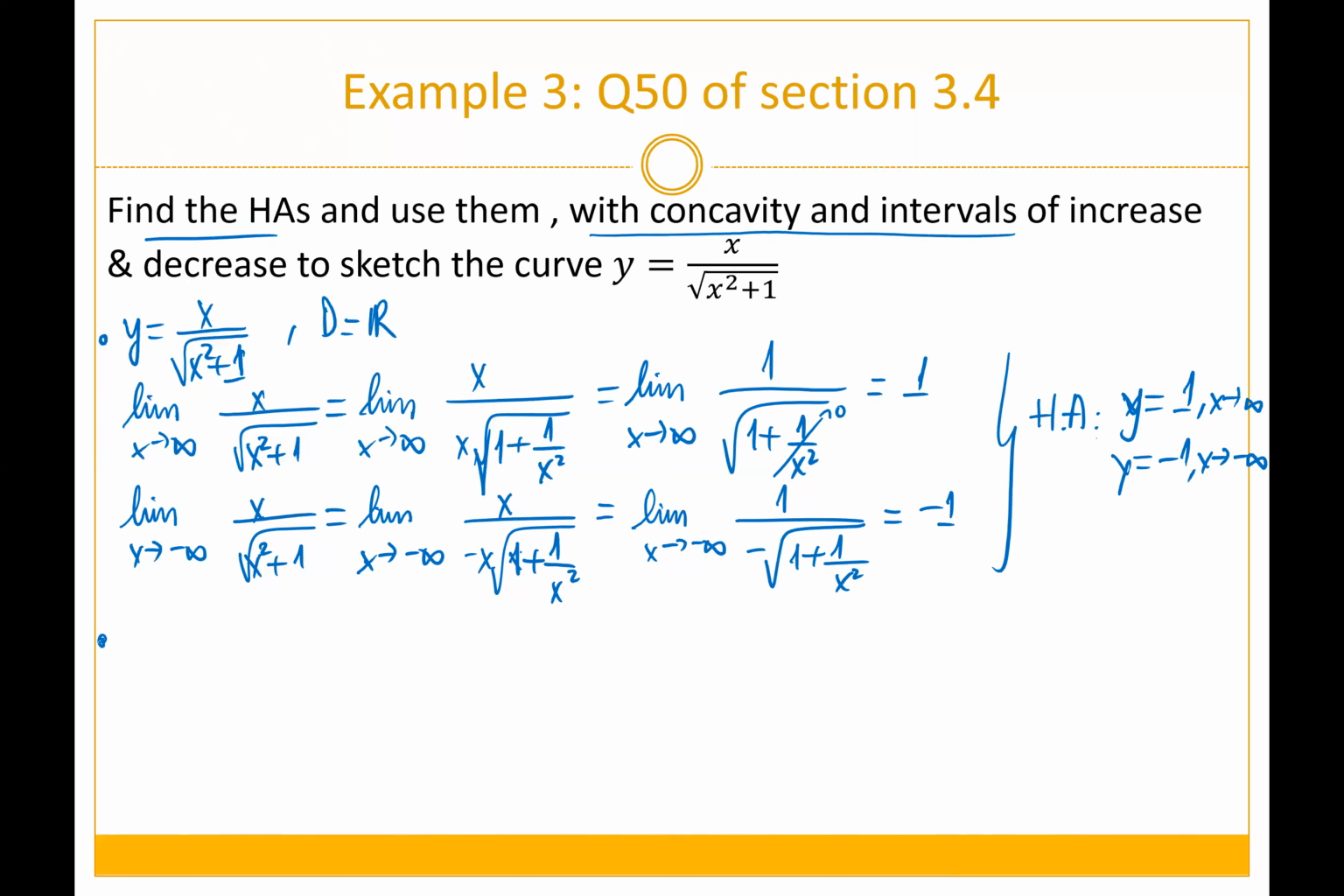So now we have the horizontal asymptotes. Now we need concavity and intervals of increase and decrease, which is going to come back to our first and second derivatives. So you have f prime of x. You're going to have x squared plus 1. I'm going to quickly find the derivative here. So this is going to give us x.